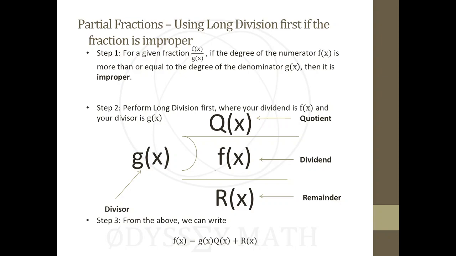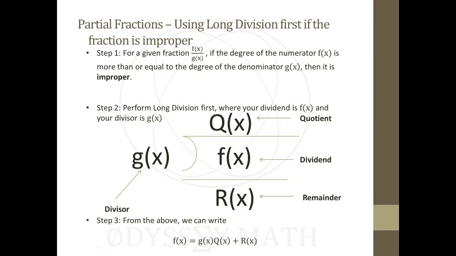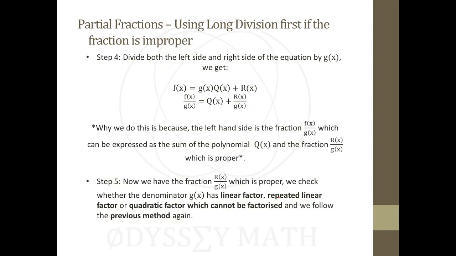We divide f of x by g of x, we get the quotient q of x and the remainder r of x. From here, we get f of x equals g of x times q of x plus r of x. Basically, in step number 3, this is the dividend equals divisor times quotient plus remainder that we have learnt before.